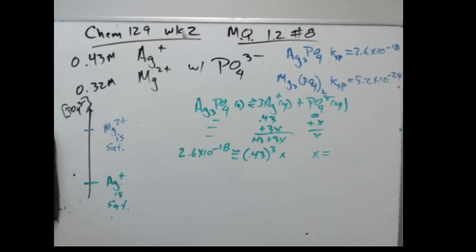Notice I'm using the x is small value approximation here because I've got a 2.6 times 10 to the minus 18 KSP and 0.43 for my initial concentration. Can't really tell if this is good. If you remember my check for if the approximation is good or not, I need my x value to tell if the approximation is good or not. So I'll go ahead and do this calculation and see what my x value is. 2.6 times 10 to the minus 18 divided by 0.43 is 3.2 times 10 to the minus 17. Cool.